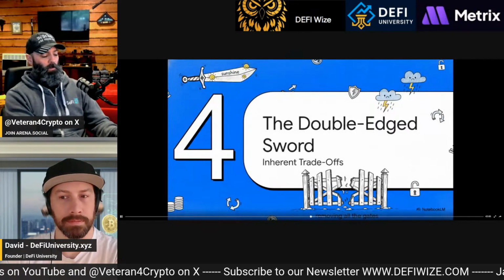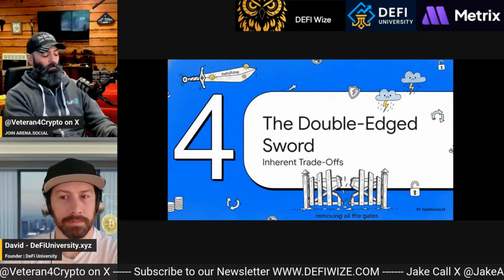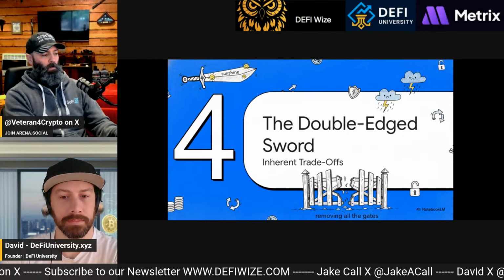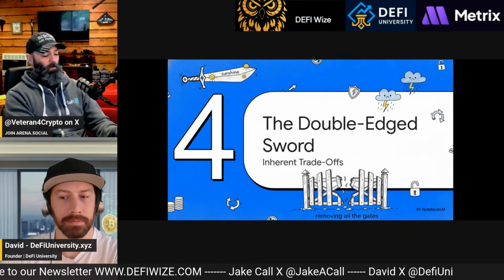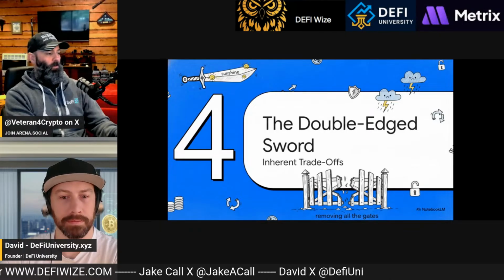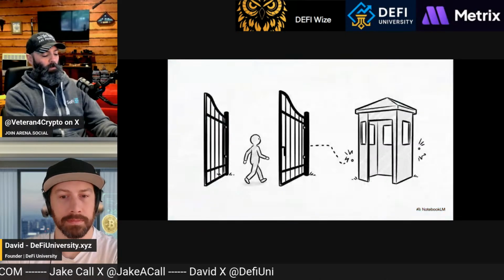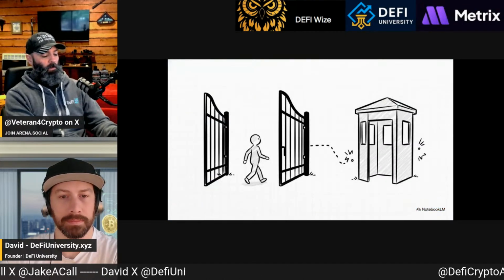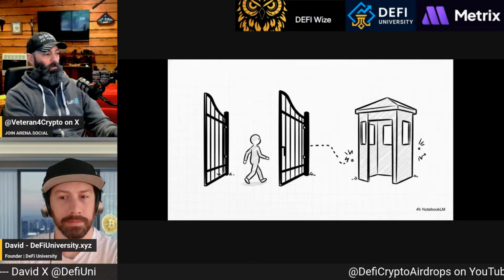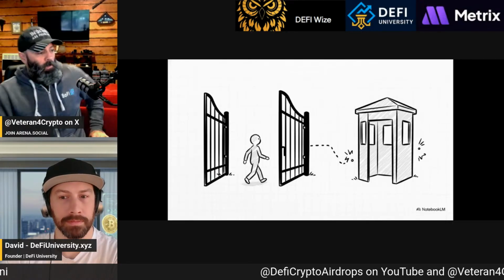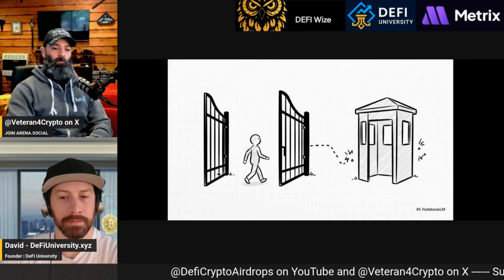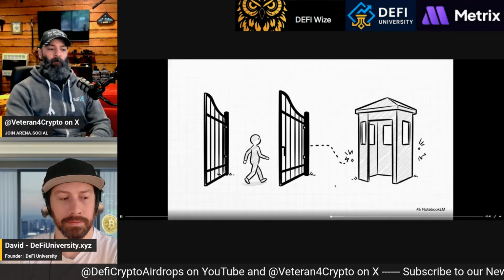But this level of openness isn't some simple utopia. It's really a double edged sword. We have to be totally honest about the very real trade offs that come with removing every single gate. The core idea here is simple. With no gates, there are also no guards. The very features that create all these incredible benefits also introduce entirely new kinds of risks.